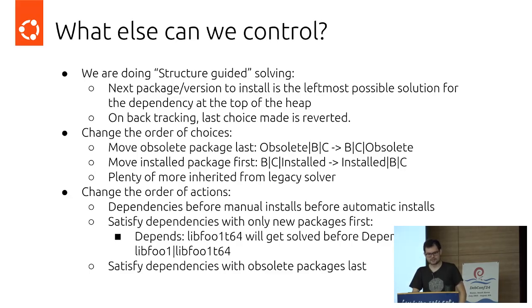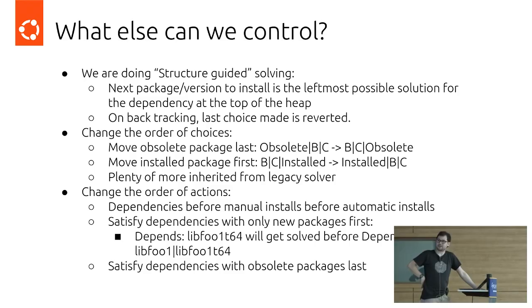And yeah, satisfying dependencies with only new packages first and satisfying dependencies with obsolete packages last is kind of the same thing we did with changing the order of choices. So our libfoo1t64 dependency will get solved before a dependency on libfoo1, which essentially is equivalent to a libfoo1 or libfoo1t64 dependency. So we need to look at the libfoo1t64 dependency first, such that we see the new package first. We install the new package, and then when we get to the dependency on the old package, we will see, oh, this dependency is already satisfied by the new package, and move on.